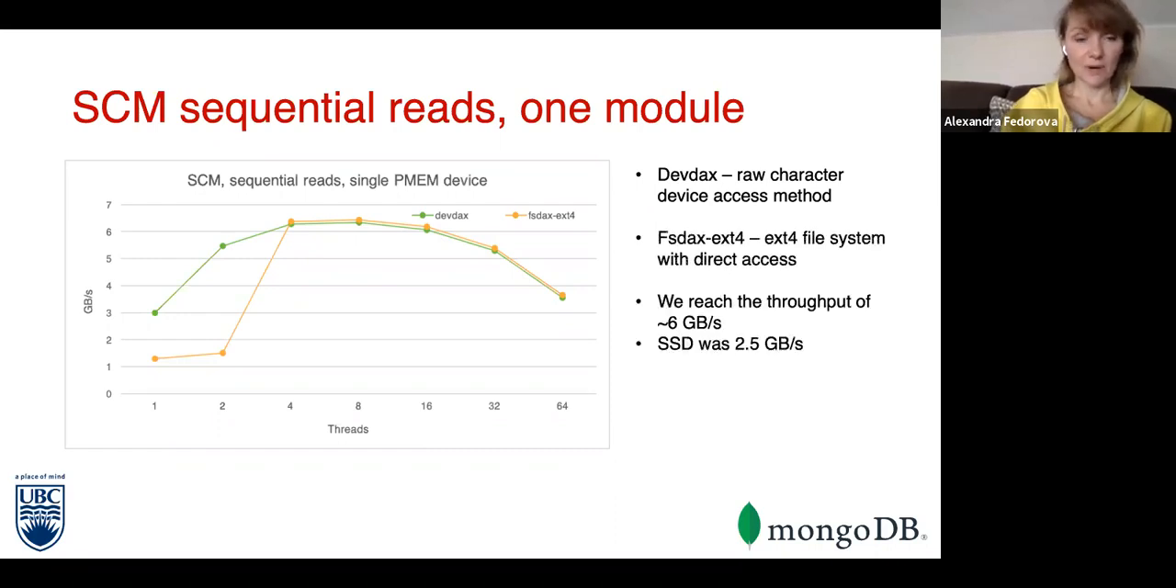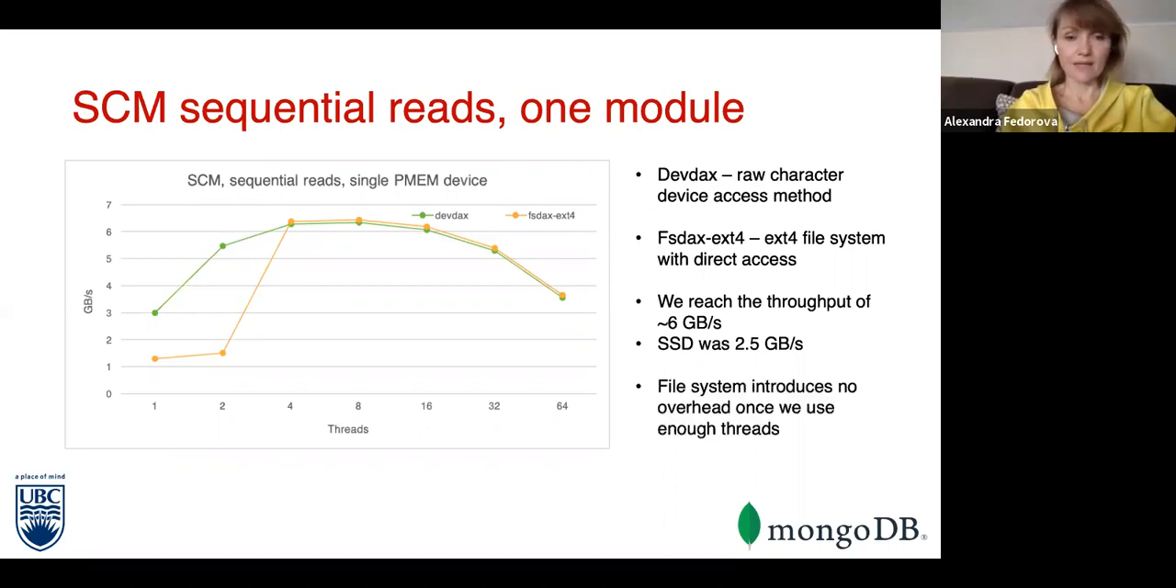So the key takeaway here is that we reach just over 6 gigabytes per second of read throughput, as long as we use enough threads. And for comparison, the SSD with equivalent memory technology gave us about 2.5 gigabytes per second. And so interestingly, having a file system on top does not introduce performance overhead as long as we use enough threads.